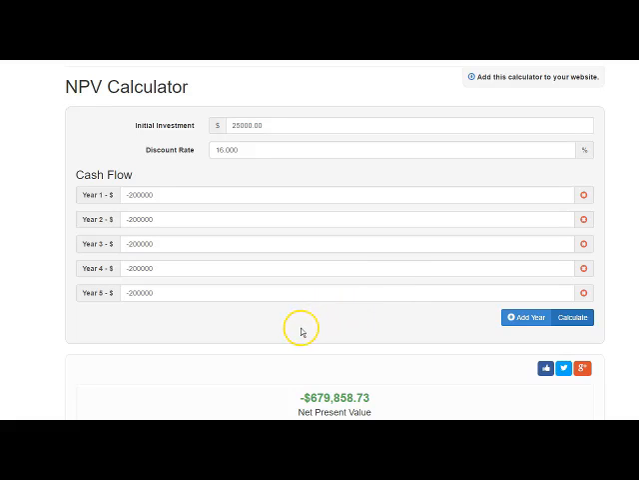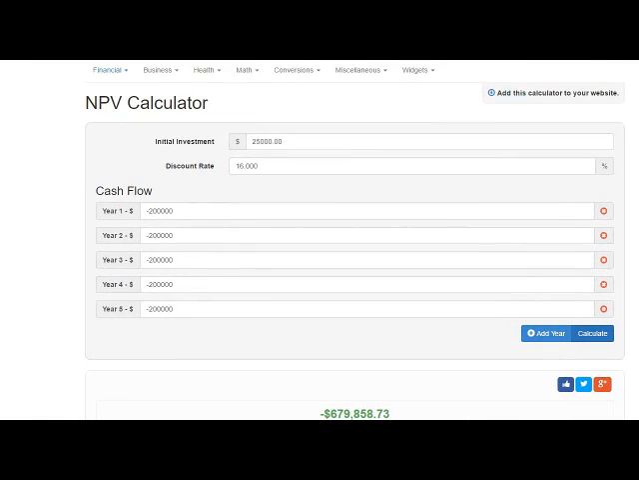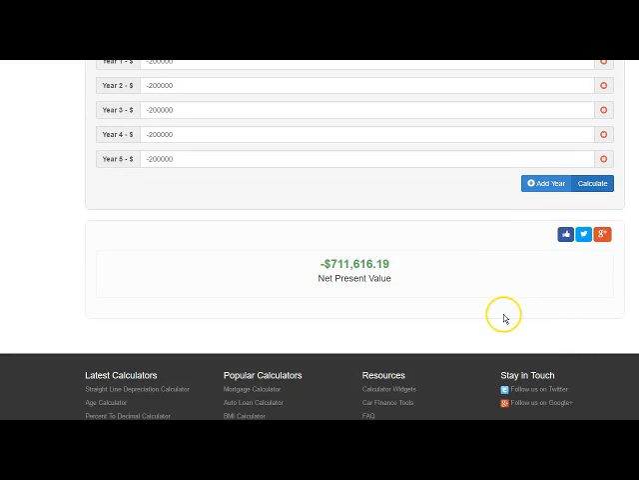But in this case, when we use the 16% risk adjusted rate. Again, whoops, sorry, I was supposed to use 14, guys. Let me go back to 14, my mistake. This will be quick though, right? Let's calculate. Okay, so we're at a negative 711K.